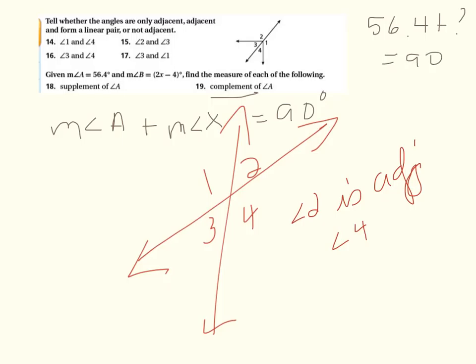So to solve for that, you need to just subtract 56.4 from both sides. And then you get 0.6, and then 9 minus 5 is 3, and then 8 minus 5 is 3. So your answer would be 33.6 degrees for the complement of angle A.